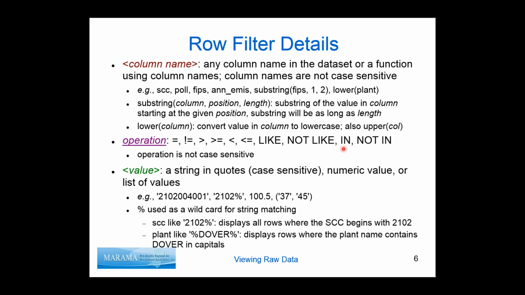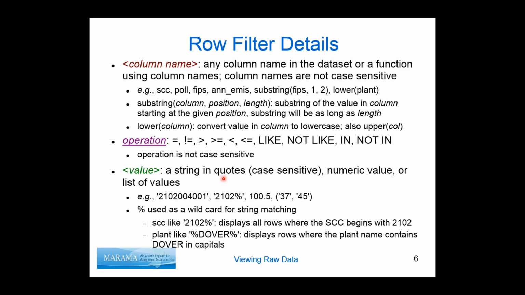Then we also have a couple of operations like in and not in. These allow you to check for a list of values. So instead of having to say SCC equals this exact value and SCC equals this other exact value, you can use the in operator and then you give it a list of values you want to match against.